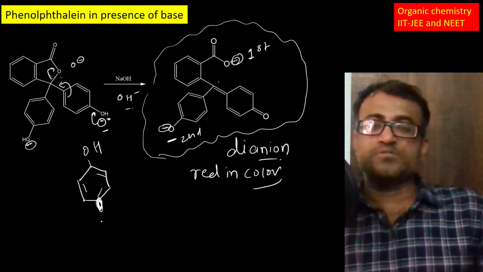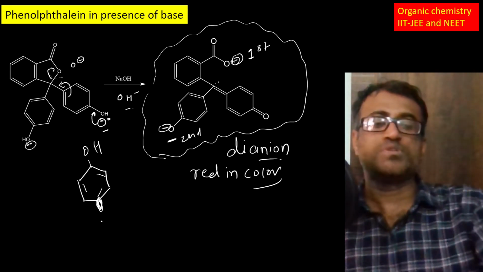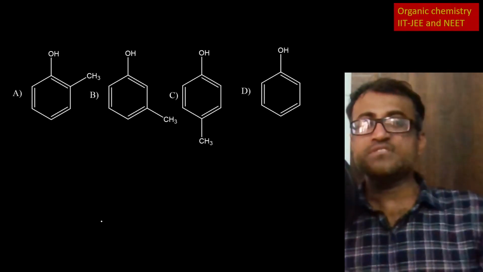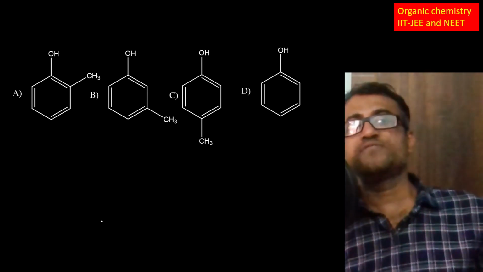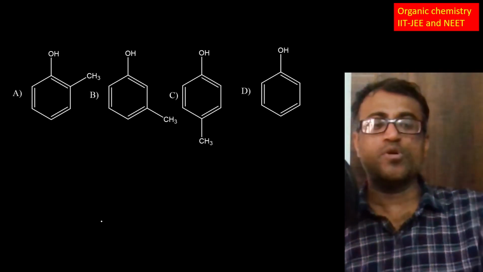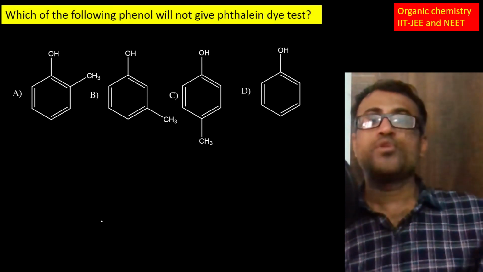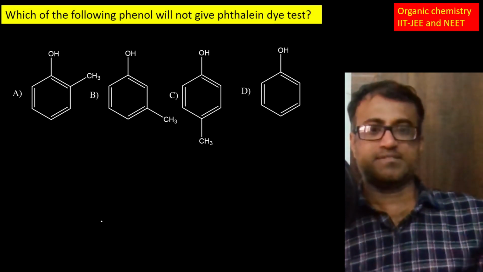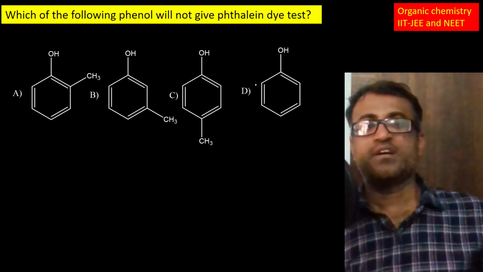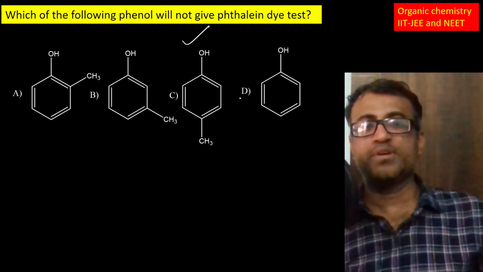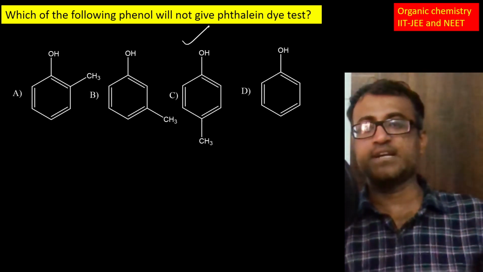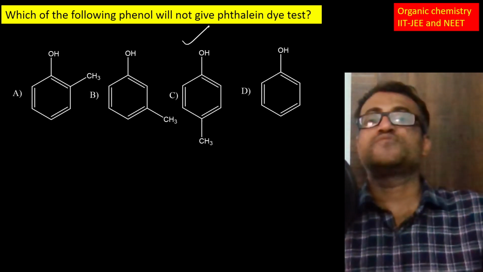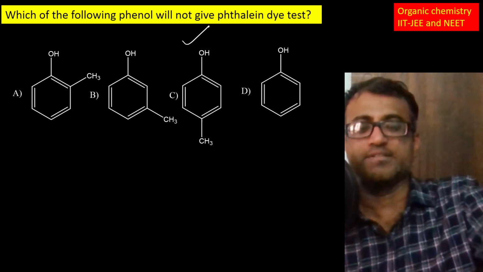चलो, on this concept we will see one more question. Four structures are mentioned on your screen. So which of the following phenols will not give phthalene dye test? Yes friends, answer is option C, because the para position is blocked. Methyl group is present at the para position, therefore this will not show phthalene dye test.